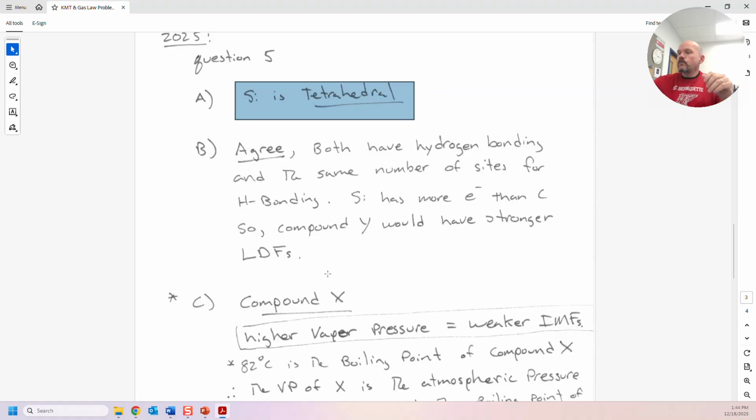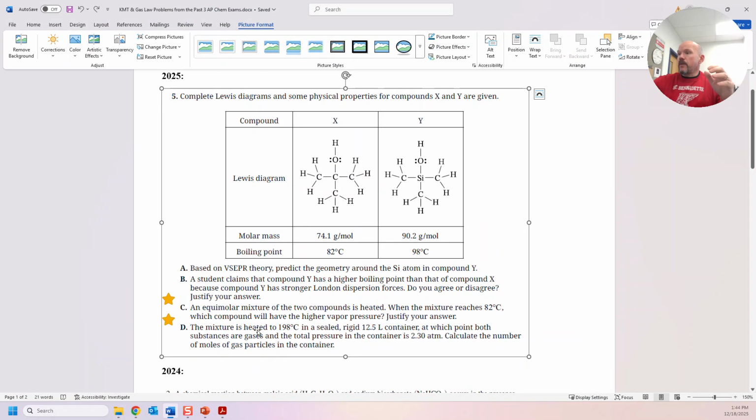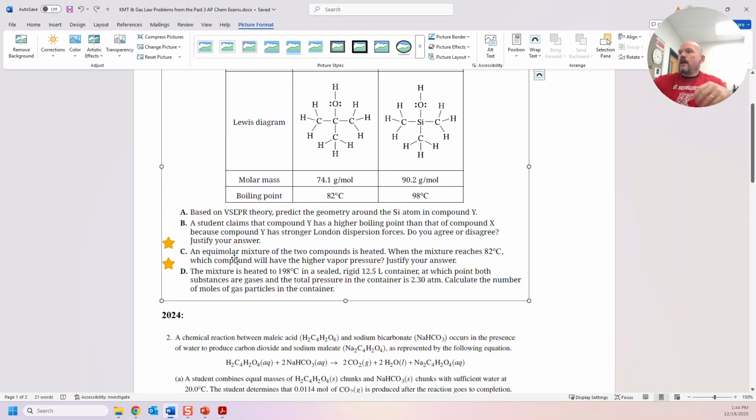Okay. Now let's get into some current stuff that we're learning. So part C says an equal molar mixture, so equal amounts of the two compounds, is heated to 82 degrees Celsius. And one thing to make a note of, 82 degrees Celsius is the boiling point of this one, okay? But it would not yet have reached the boiling point for the silicon compound. Which compound will have a higher vapor pressure?